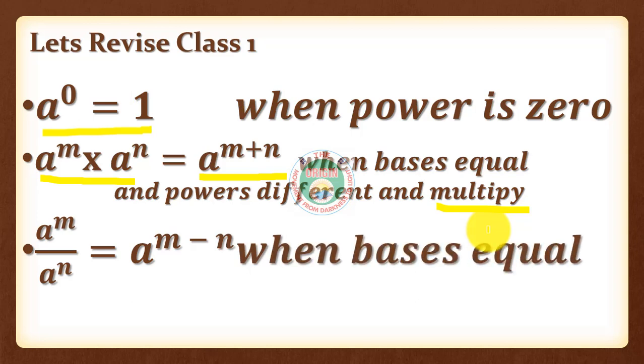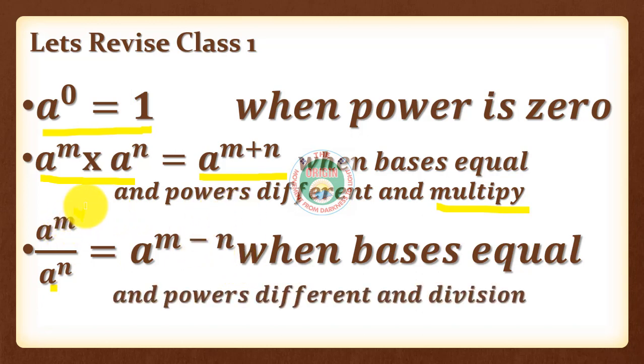Third, rule 3, a power m by a power n equal to a power m minus n. Here also bases equal, a is the base, here also a is the base. Bases equal, powers different, here m and here n. Here these two expressions are under the division. In that case, m minus n is the resultant, a power m minus n.